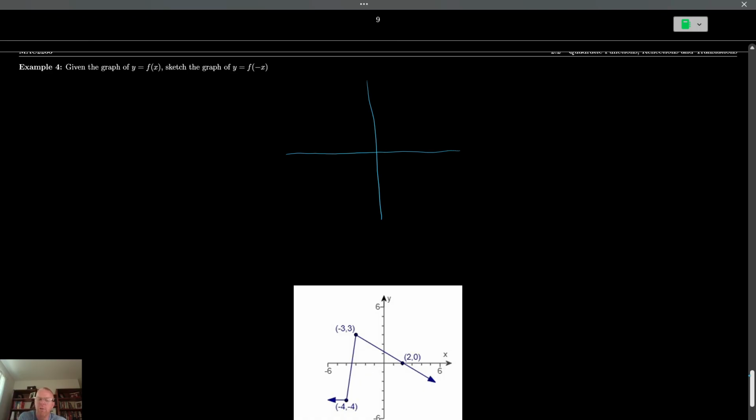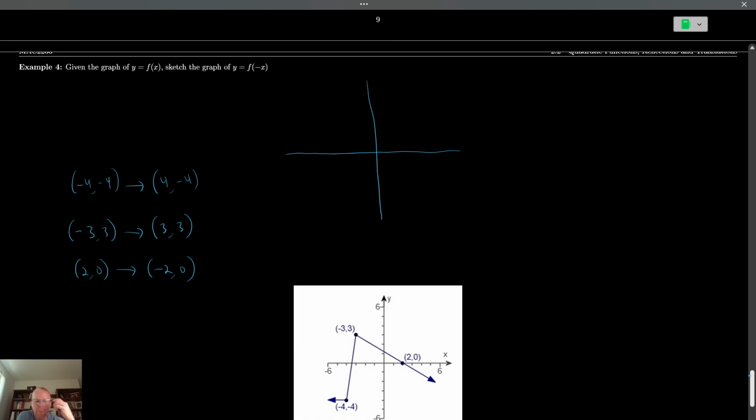So what's going to change? The x-coordinate will switch signs. The y-coordinate will be the same. So instead of -4, -4, we're going to move that to 4, -4. We have -3, +3. The x-coordinate is going to change signs. The y-coordinate is going to stay the same. We have 2, 0. The x-coordinate is going to switch signs, and the y-coordinate is going to stay the same.